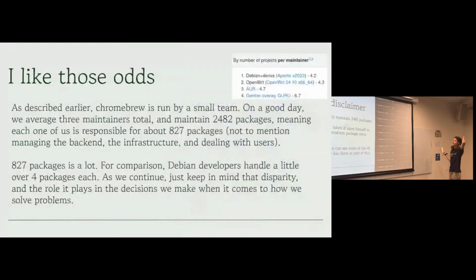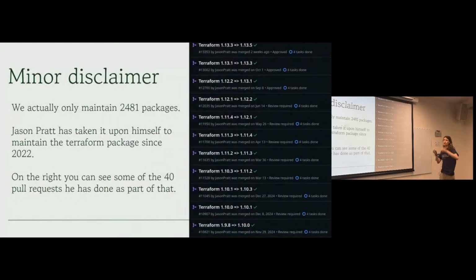Oh, a minor disclaimer. We actually only maintain 2,481 packages. Jason Pratt, seen here, has taken it upon himself to maintain the Terraform package since 2022. On the right, here's some of the 40 pull requests he's done as part of that. He's always there. Just 41 every single time.